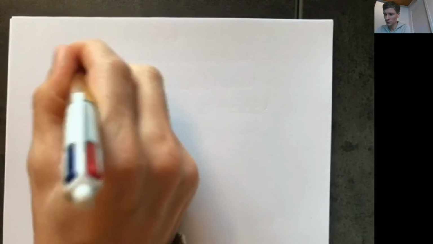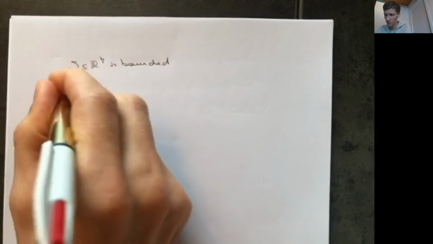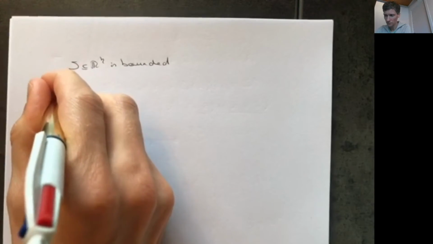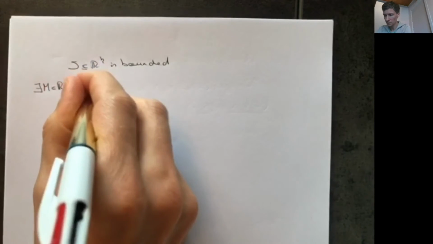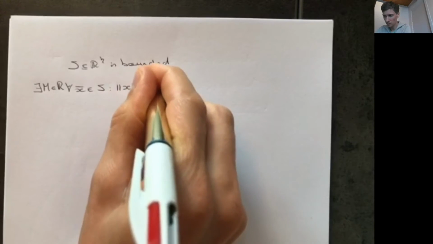So we have seen the definition of a closed and open set. And from the previous lectures, we have also seen the concept of a bounded set. Remember that S is bounded if there exists a number M such that for all vectors x in S, the norm of x is smaller than M.